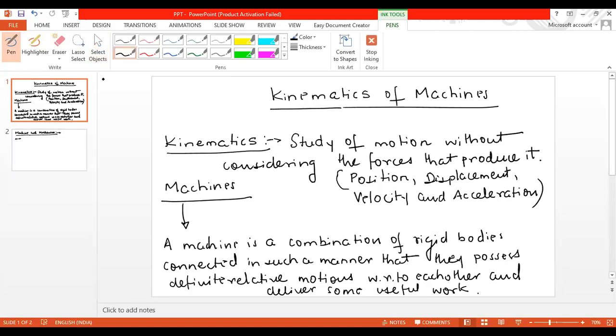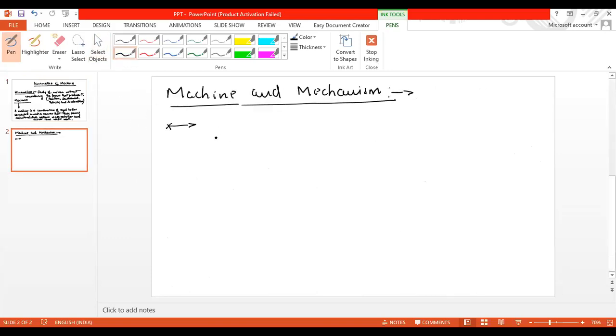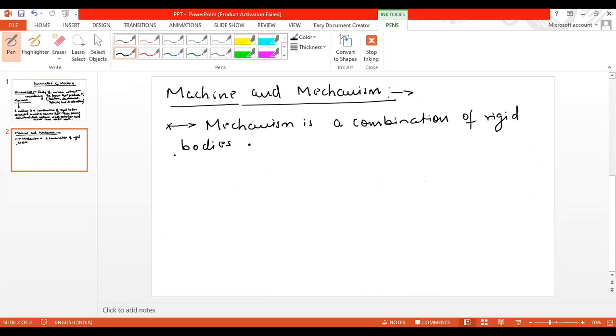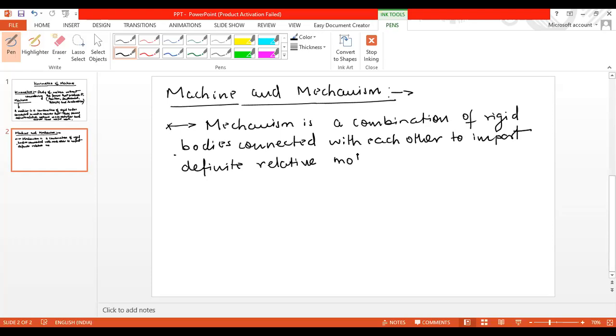that is going to be the definition of a mechanism. So if you talk about the basic difference between a machine and a mechanism, here you can write down that a mechanism is a combination of rigid bodies, the same definition you can write here, connected with each other to impart definite or predetermined relative motions.